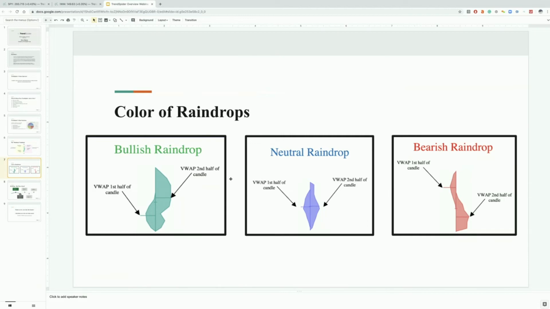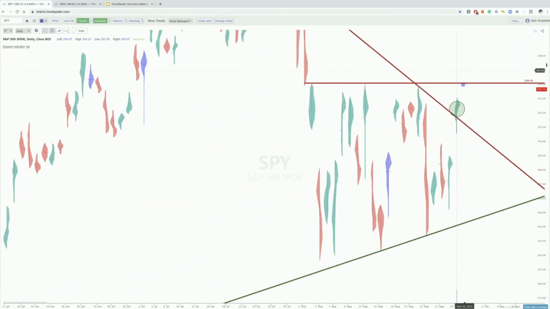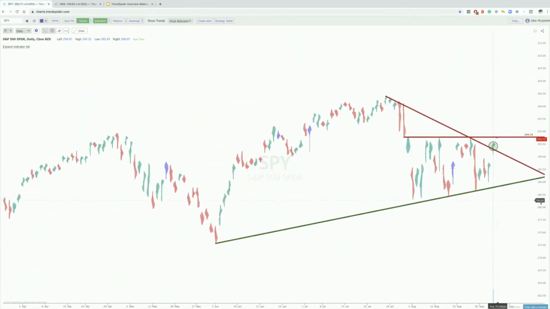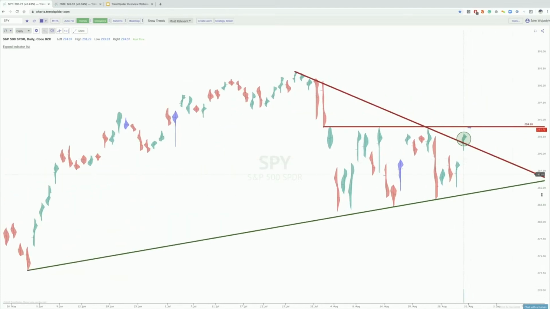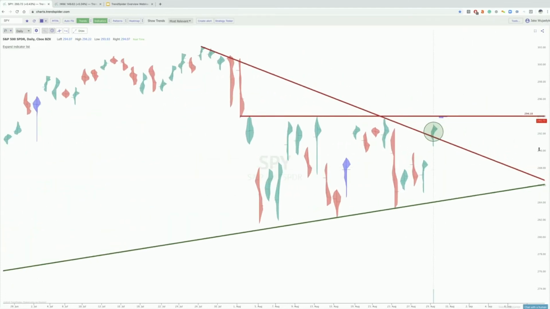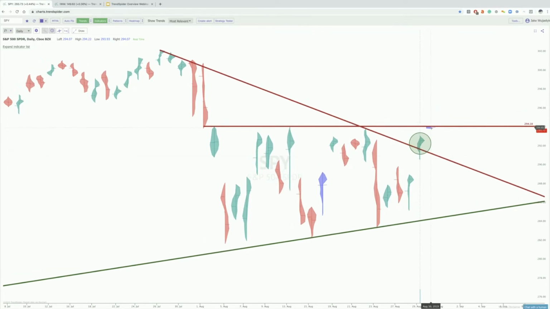So it's a very interesting way to visualize how volume is flowing throughout whatever time period you're looking at. In this case, this is SPY, and we can see a few different things. The last couple days, this is today's candle, and it's only 17 minutes into the day. So this is actually for the first 10 minutes. So I wouldn't pay too much attention to today's raindrop quite yet. There's not enough time that's gone by. But we can look at the last 2 days' raindrops here.